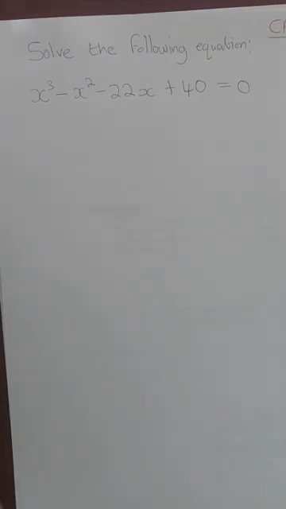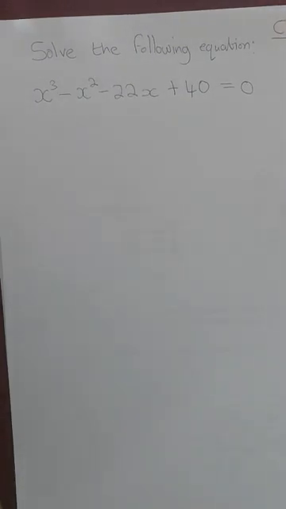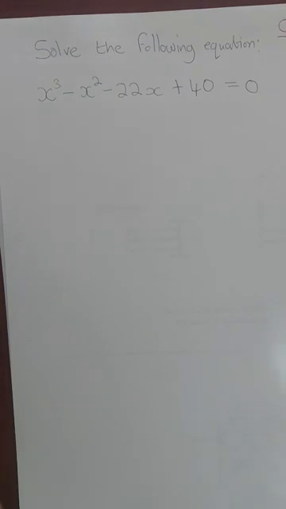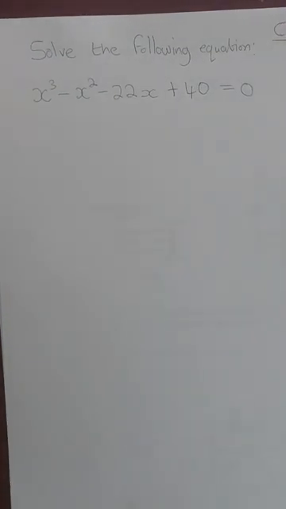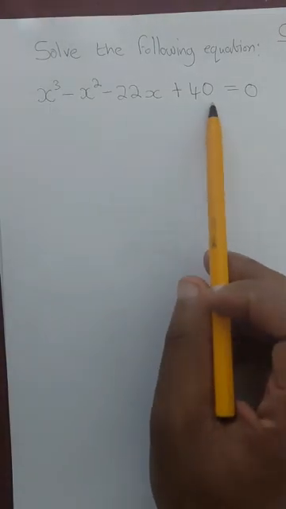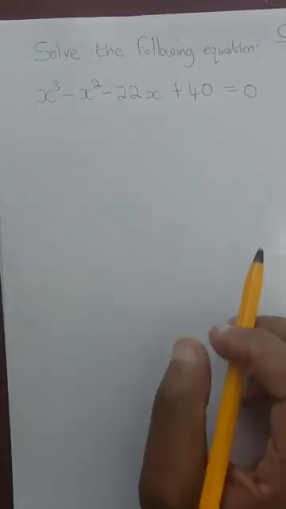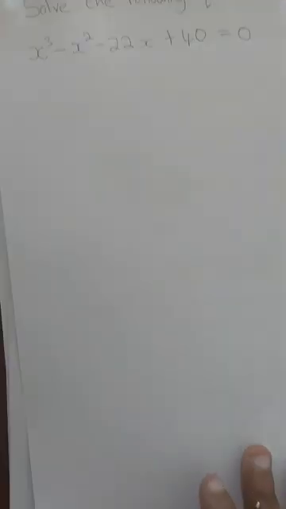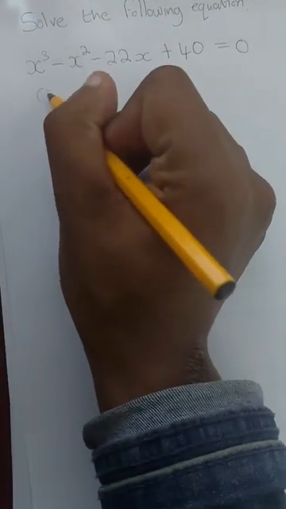Today we'll be doing mathematics, so we'll be factorizing third degree polynomials, that is for calculus, cubic equations if you may call. So let's solve the following equation here. The first thing to do to solve this equation is to identify the constant term in this equation, and the constant term in this equation is 40.